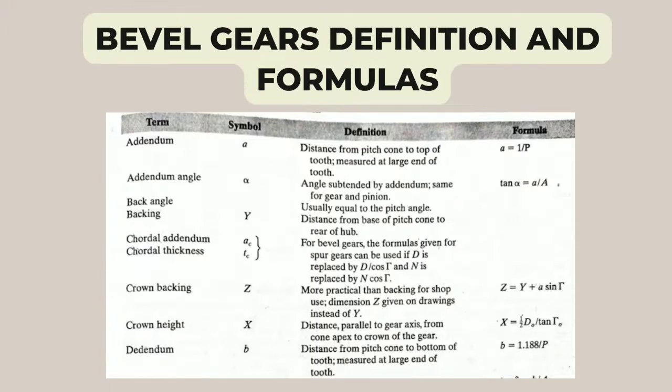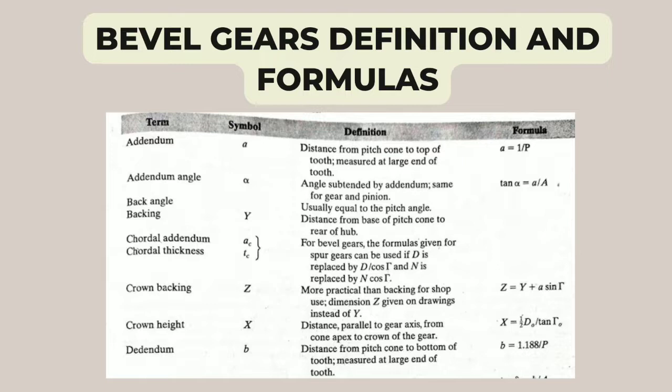Table 20.1 shows the bevel gear terms, definitions, and formulas. Addendum is the distance from the pitch cone to the top of the tooth measured at the large end of the tooth. Addendum angle is the angle subtended by the addendum, the same for the gear and the pinion. Back angle is usually equal to the pitch angle. Backing is the distance from the base of the pitch cone to the rear of the hub.